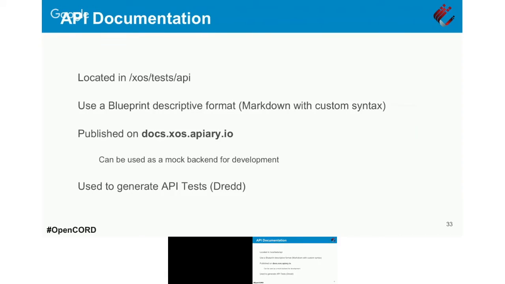All the documentation of the API is written in a blueprint format. It's basically a variant of Markdown, and it is published on Apiary. It's an open source project, and we chose that way so that we can have a living documentation even without having a real server running. So everybody can look at it anytime, and if you're starting to work on a view, you can use it as a fake backend for your development.